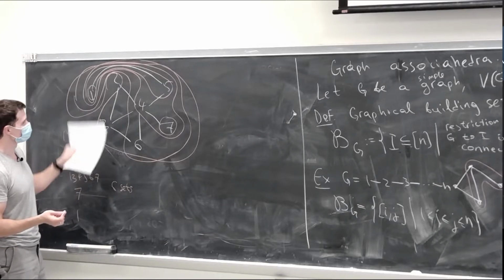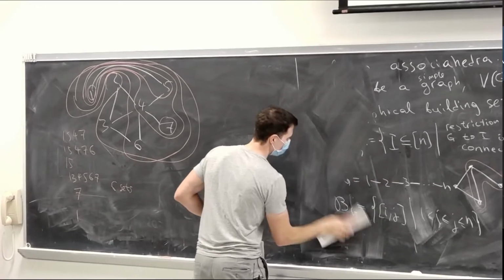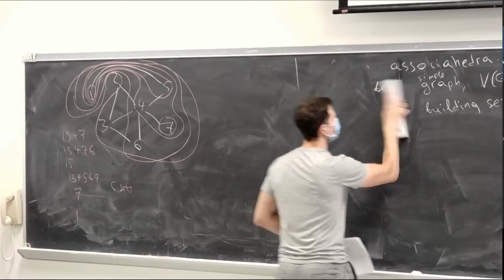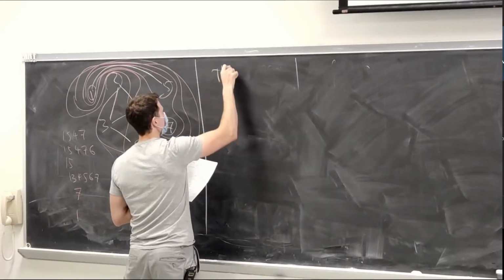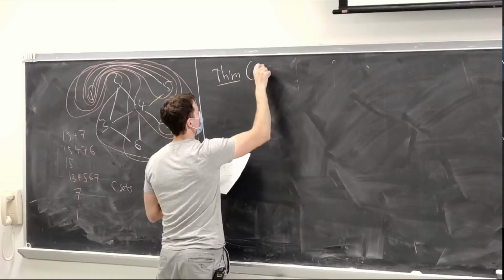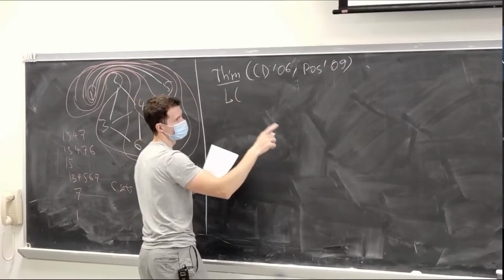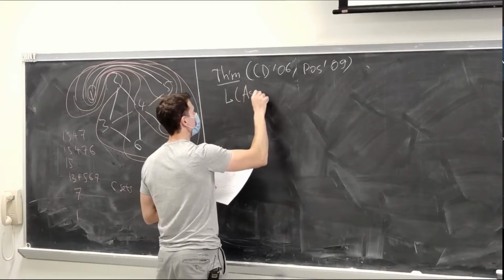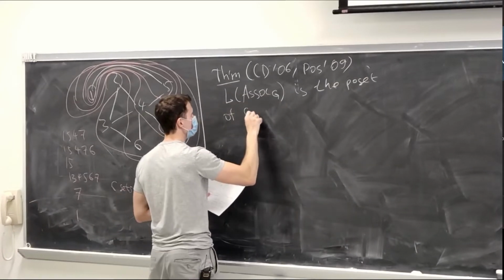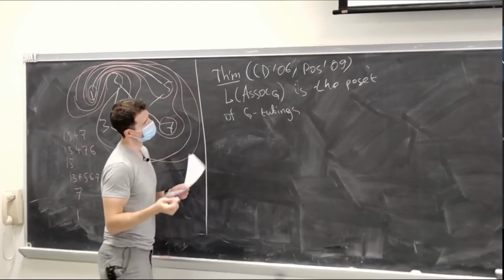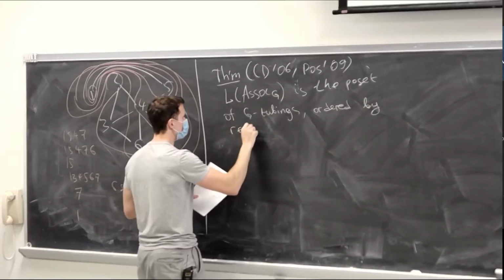So let me state the result. The claim is that, theorem, which is by Carr and Devadas '06 and Postnikov '09: the face lattice of the graph associahedron with that definition is the poset of the tubings ordered by reverse inclusion.